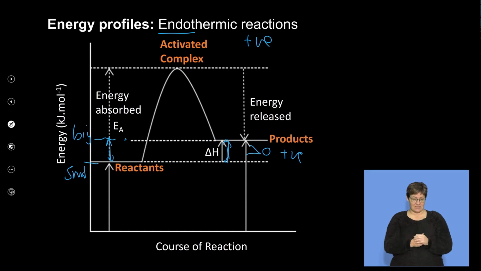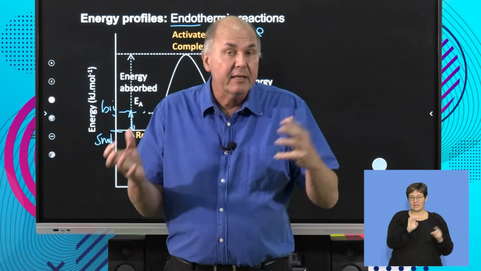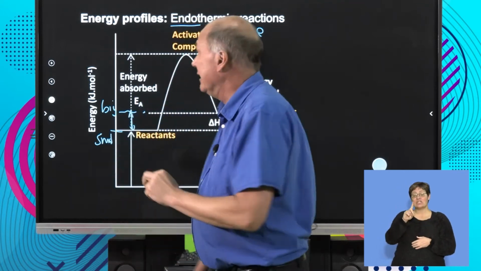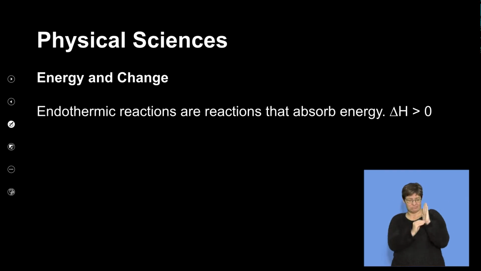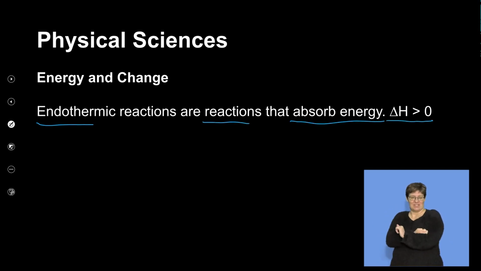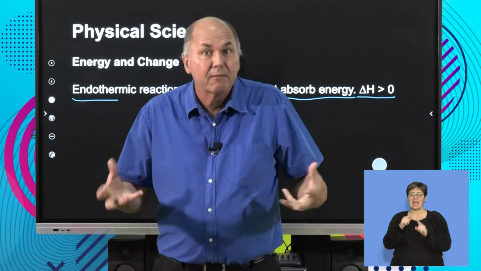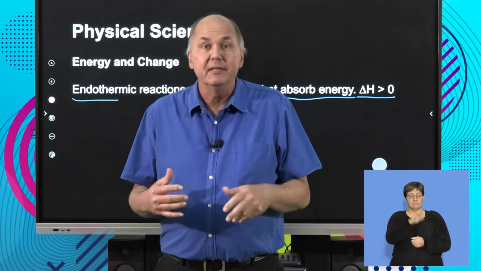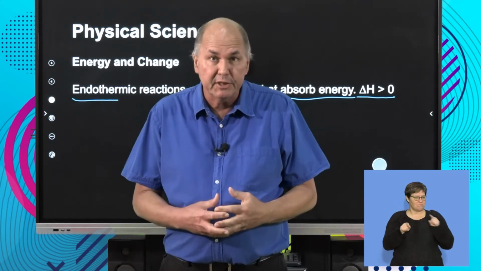We're recognizing the difference between endothermic and exothermic. Let's just get the definition for endothermic very clearly written down for a minute. So endothermic reactions are reactions that absorb energy, and the delta H is greater than 0. Instead of saying heat of reaction, you can say delta H. It's fine. It's just a way of summarizing it, and we all know what that means. You can use those terms interchangeably.